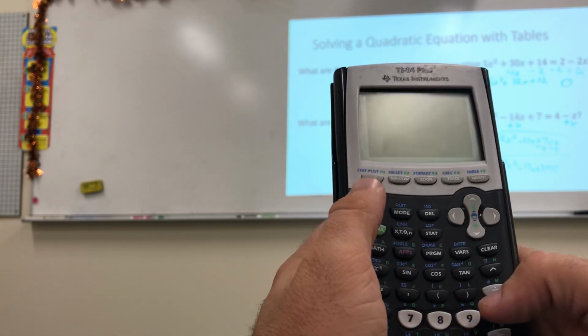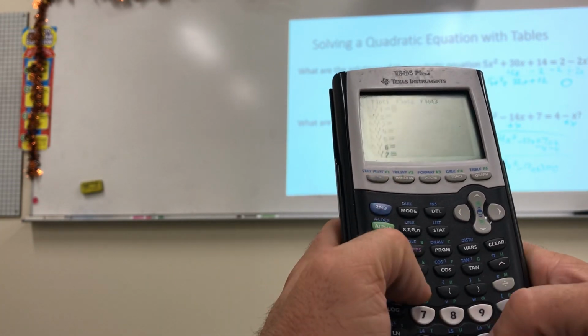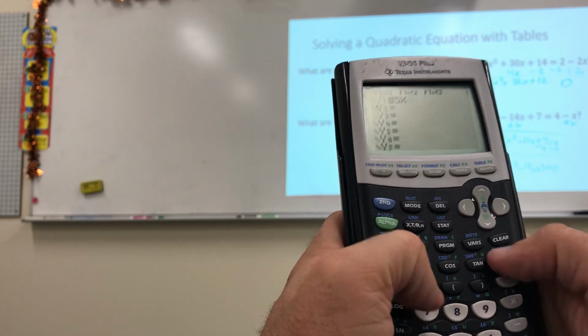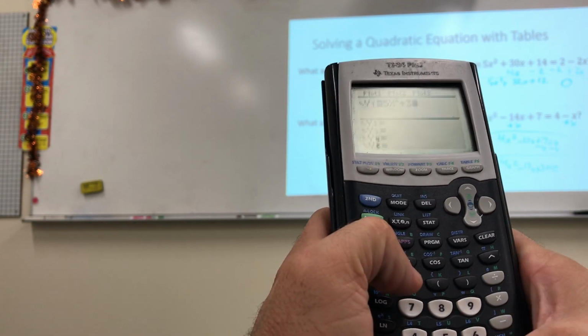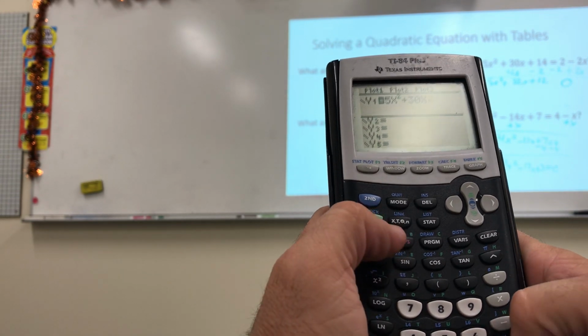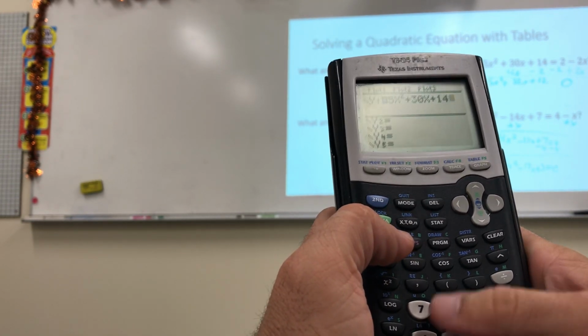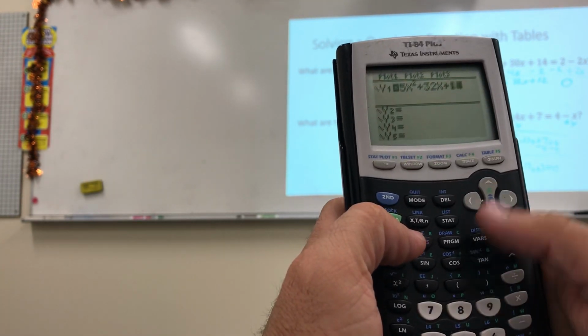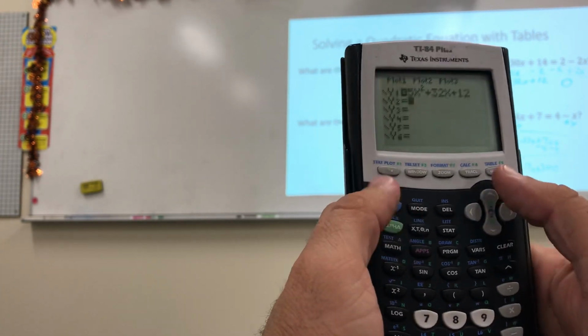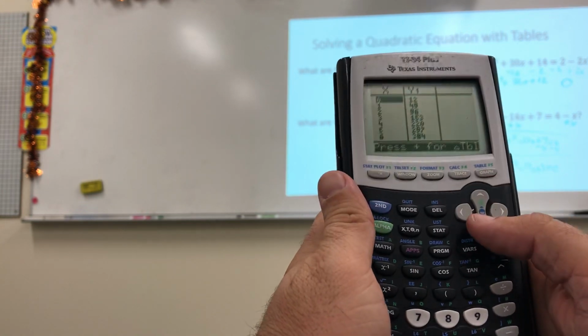Okay, it's not quite doing what I want, so I'm just going to restart with it. So you've got 5x raised to the second plus 30x plus 14. It should be 32 plus 12. And then I want to go second table.